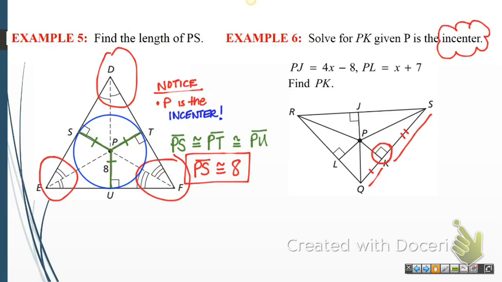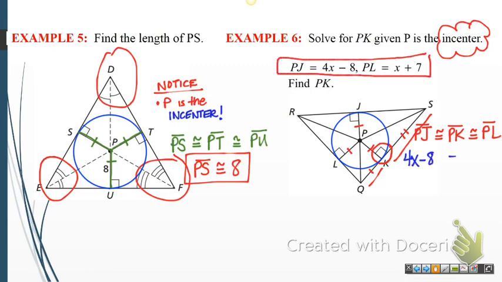So, knowing that P is the incenter, instead we know that P is the center of a circle, which is inside the triangle. If P is a circle in the inside of the triangle, then that makes PJ, PK, and PL all the radiuses of that blue circle. And that means that those segments are equal to each other. So now I can make a substitution with these values that they give me up here. I get 4x minus 8 must be equal to x plus 7. And then, of course, I can solve this equation for x.